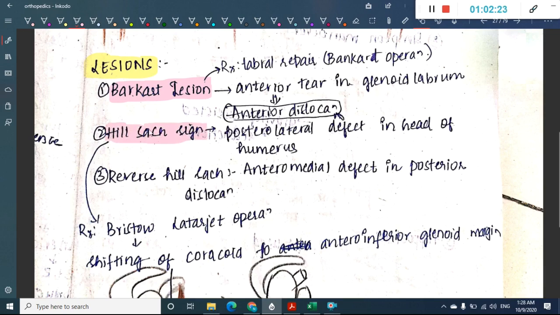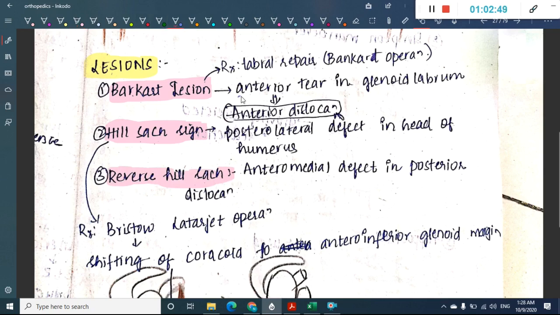All the X-ray images are already uploaded in the lecture of X-rays in orthopedics, so please look into that for better understanding. In Hill-Sachs lesion we have a posterolateral defect present in the head of the humerus. And what is reverse Hill-Sachs sign? Reverse Hill-Sachs sign is an anteromedial defect present in posterior dislocation.